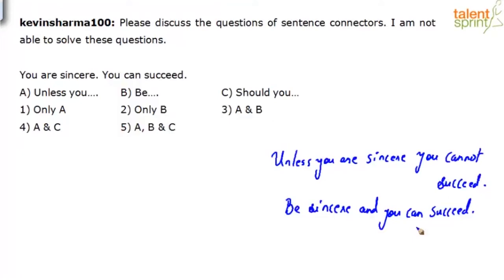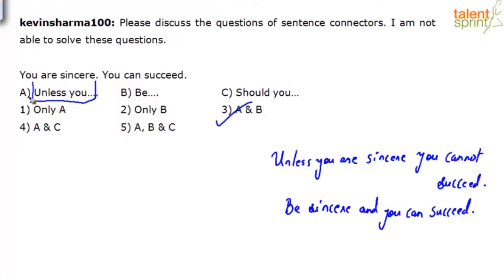So for me, any of the options that is giving me A and B will work, right? "Should you be sincere," to start off with, that itself is not making sense. But even if I say, "should you succeed," which means if at all you succeed, be sincere also is not very logical, right? So A and B, anything that gives you A and B, which is option 3, that will be the answer.